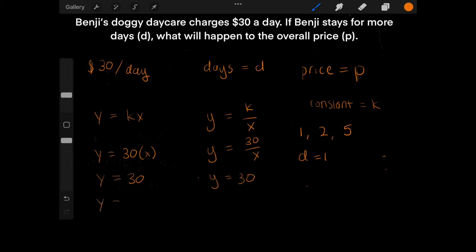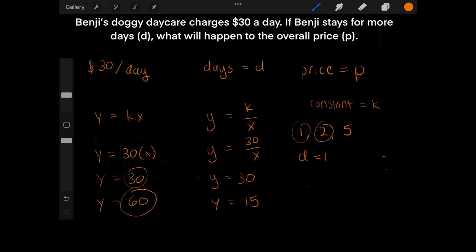If Benji stays for 2 days, then y will be equal to 60 for direct and 15 for inverse. So already we see a pattern. When x goes up in the direct variation, so as x was 1, y was 30. And in that scenario, that was our first scenario, so we're not really going to see any change. But as we look at our second scenario, when x is 2, y is 60. So they both went up. X and y both went up.